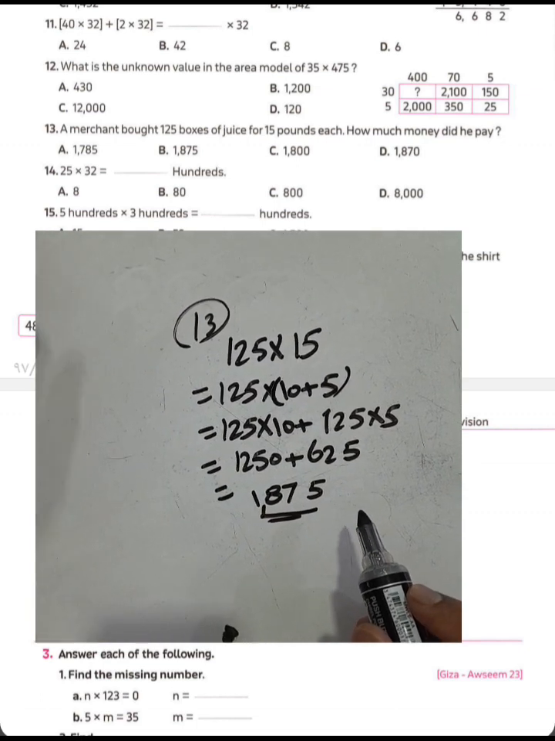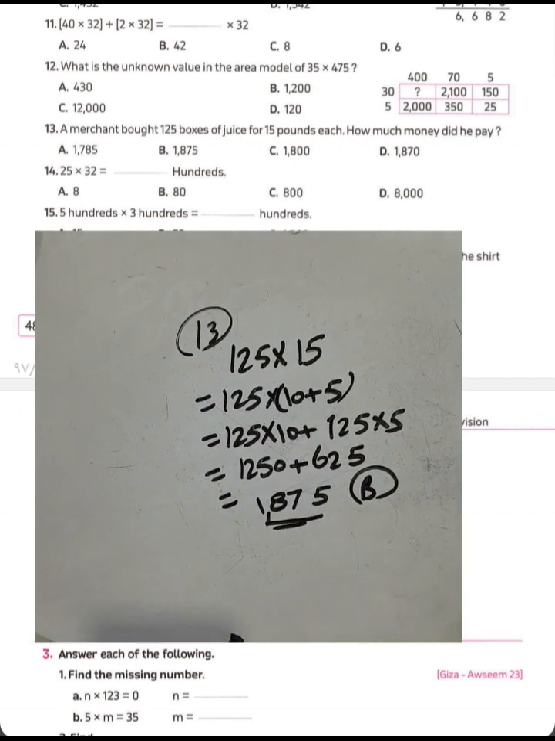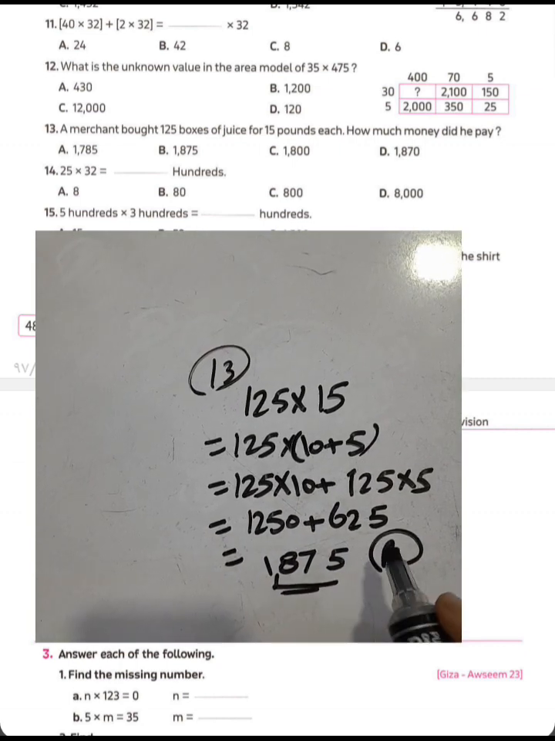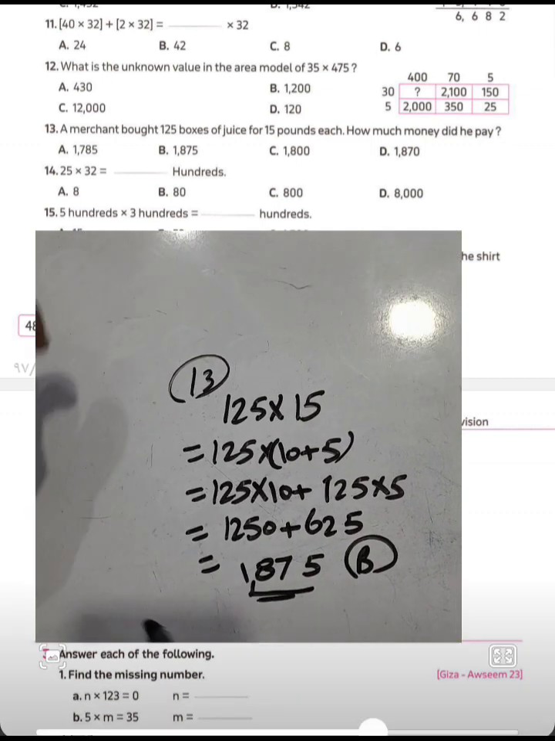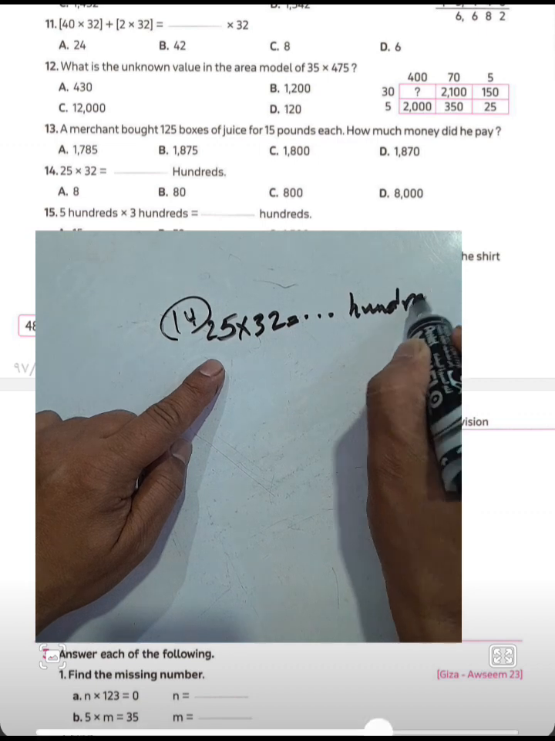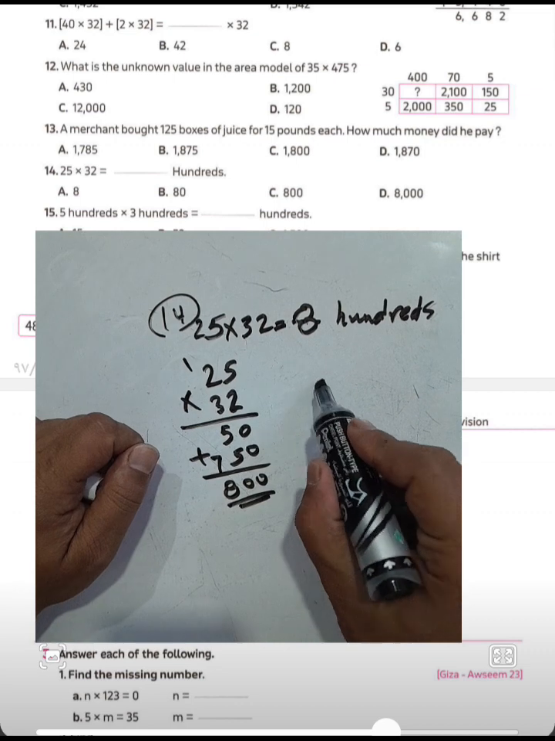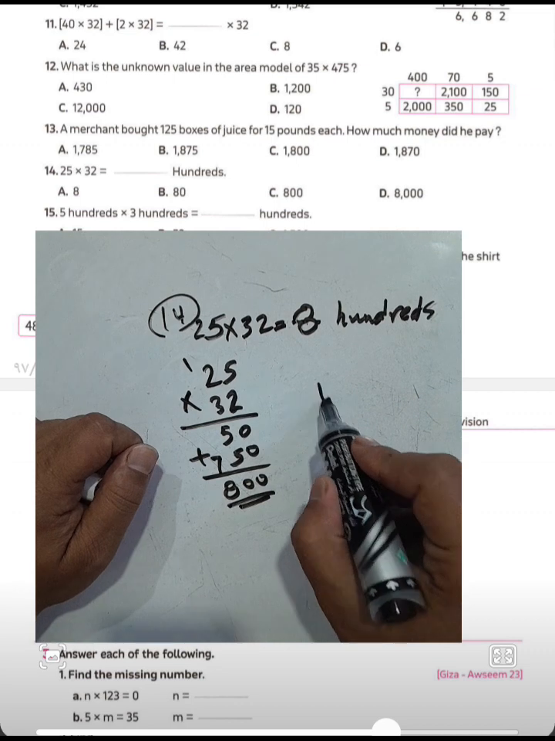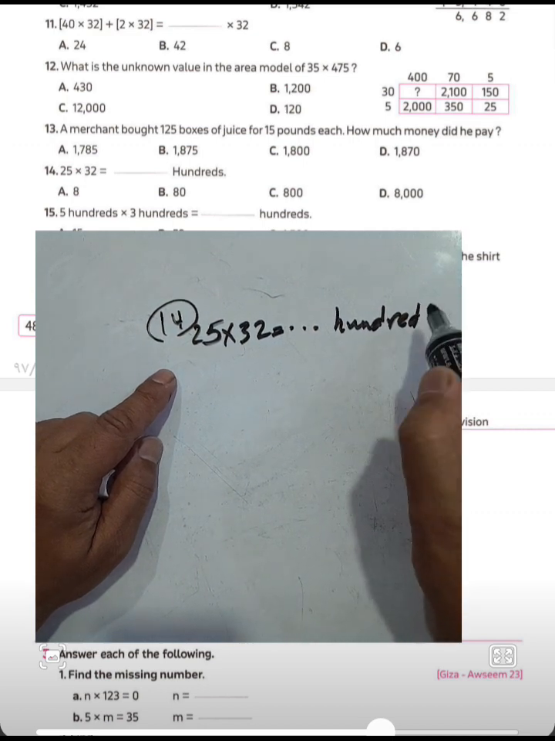25 times 32 equals space hundreds. We must find the result. Question what? 14. 25 times 32 equals space hundreds. The result will be 800. Write 25 up here. Okay, hundreds. Write 25 times 32.